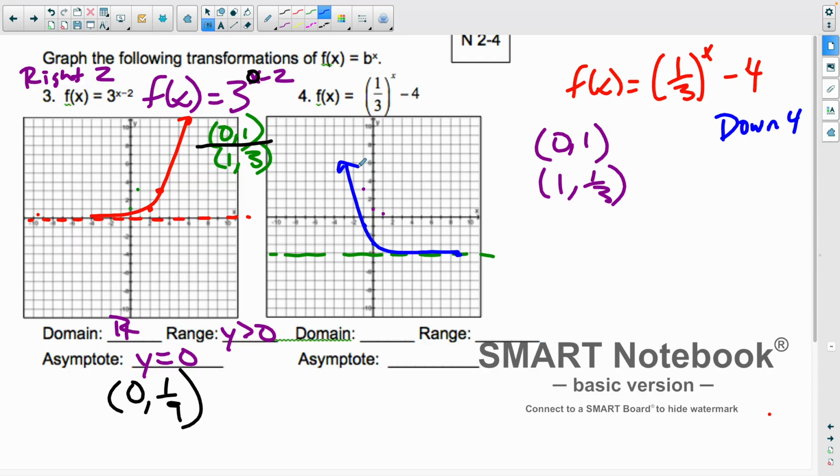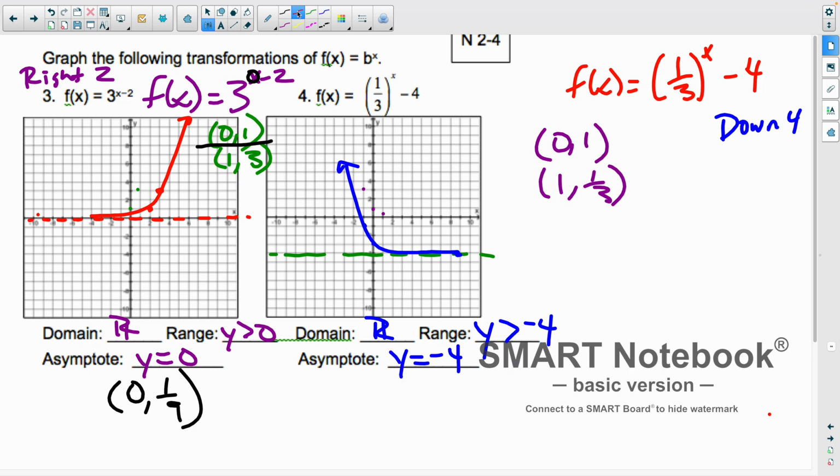What's the domain? Still all real numbers. What's the range? It changed, didn't it? This is the first time that we've seen the range change today. Why? Because we moved the asymptote. The asymptote is at y equals -4.